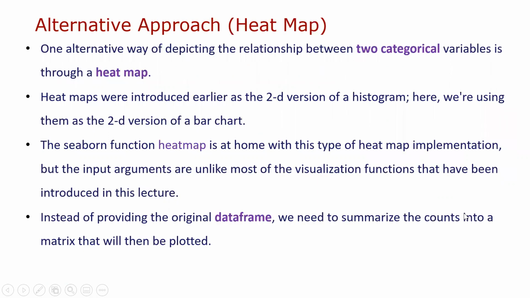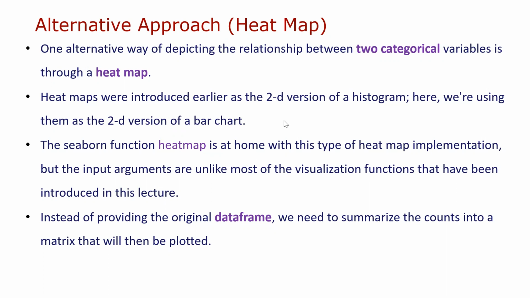Alternative approach, we're almost done, I promise you. So again, if you remember, we said the heat map, we can use it also for two categorical variables. One alternative way of displaying the relationship of two categorical variables is also to use the heat map. The heat map that we have seen before, now we can use it also.